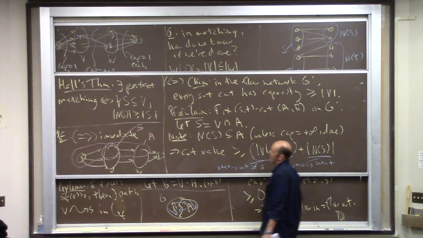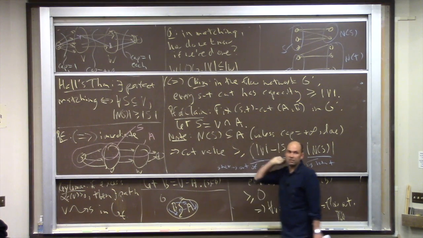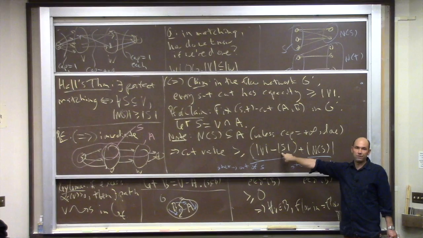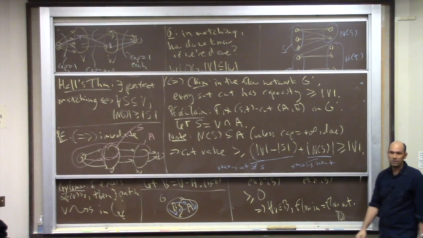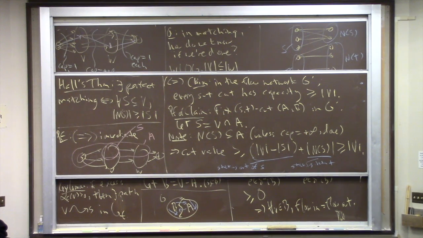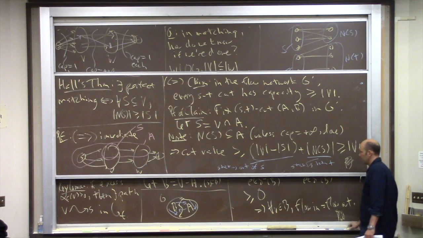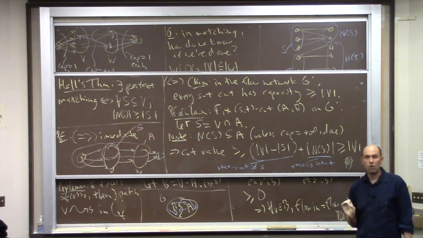Here is where we use that Hall's condition holds. Every set has at least as many neighbors as its cardinality. This is at least as big as this minus term. So this is at least the number of vertices on the left-hand side. Okay? So that's how you derive Hall's theorem from the max flow min cut theorem. Next week, more on matching and more on applications.